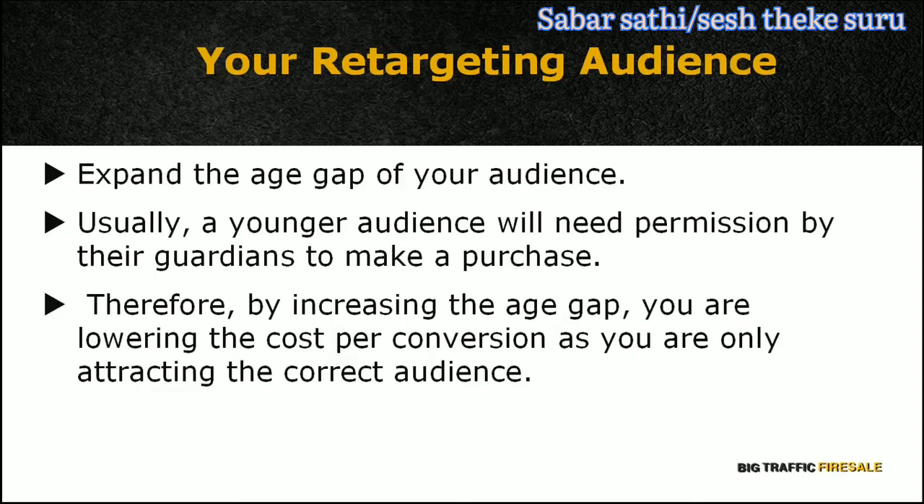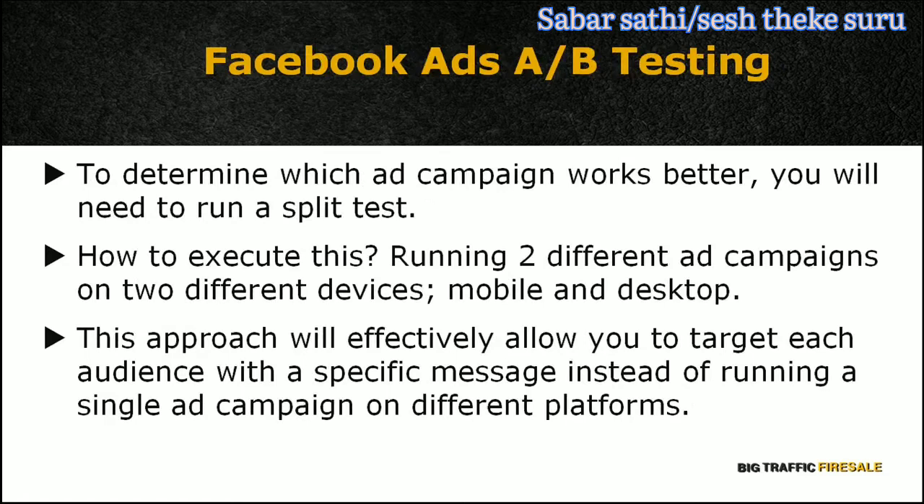For instance, you're putting up your ad where you're offering a software and the targeted audience are tech-savvy users. Most advertisers will pick an age range of 18 to 44. Usually, a younger audience will need permission by their guardians to make a purchase, or they don't have enough money to make the purchase. Therefore, by increasing the age gap, you are lowering the cost per conversion, as you're only attracting the correct audience. The fourth and final step is to run a Facebook ads A/B testing.